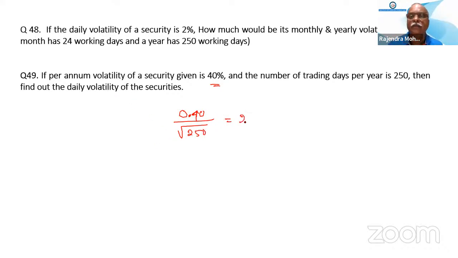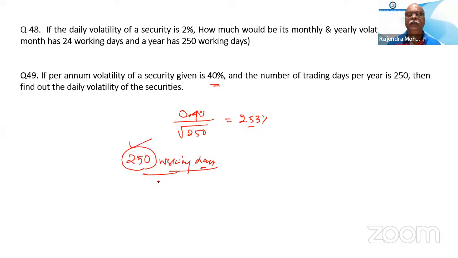2.53. Sir, if the number of trading days is not given as 250, shall we take it as 365? No. For VaR calculation, any volatility question, if it is not given for annual, you have to take that year has got 250 working days. Always you have to assume that, because Saturdays and Sundays are not taken as trading days. If you take 365, it will be wrong answer.